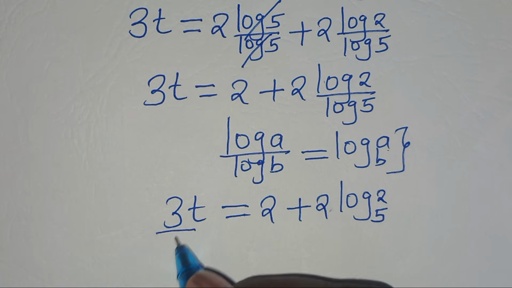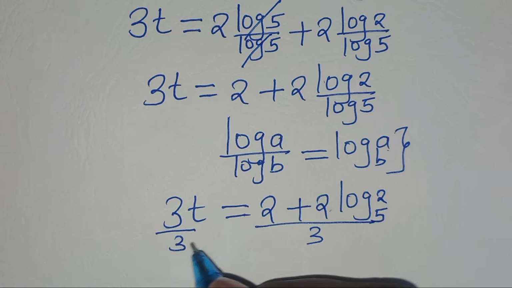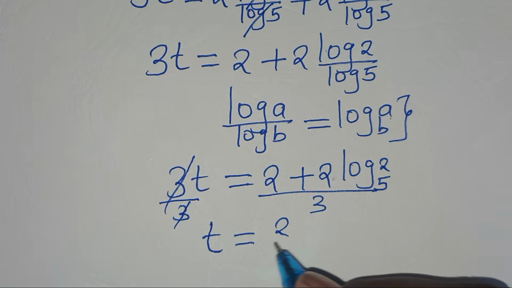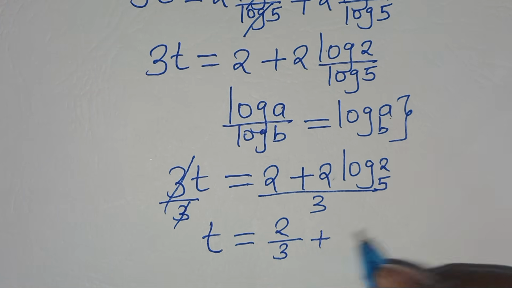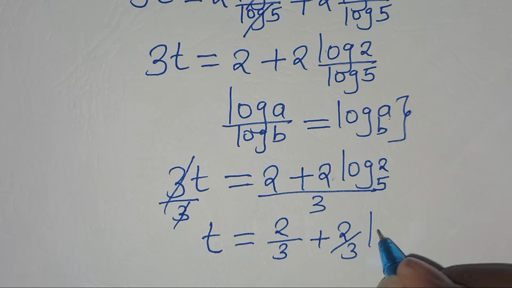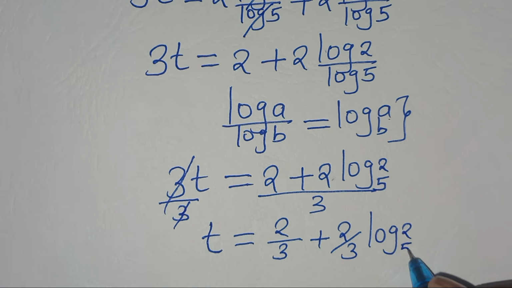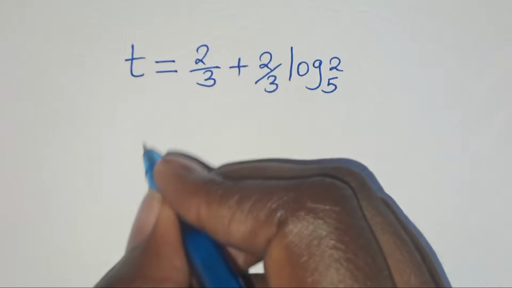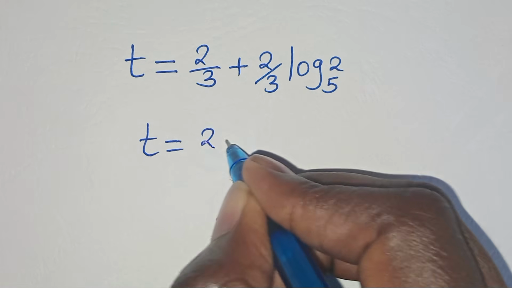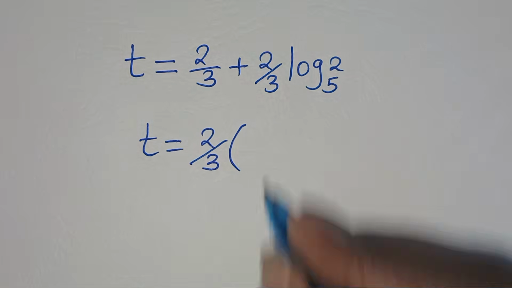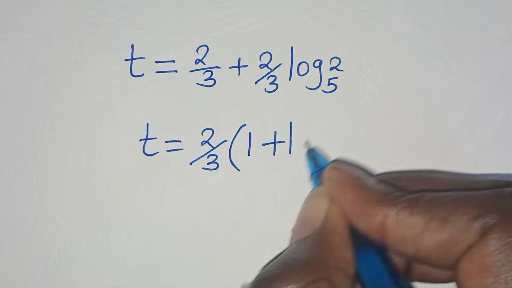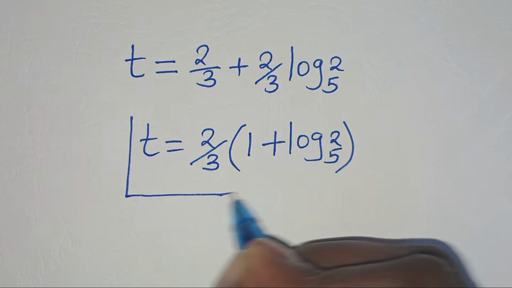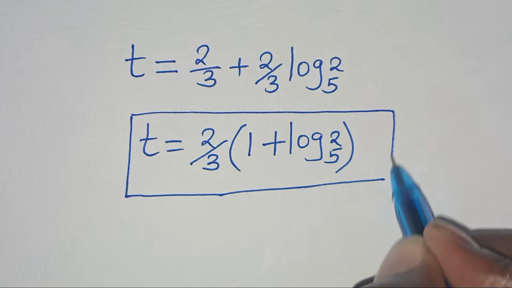Now let's divide on both sides by 3, so that we have t equal to 2 over 3 plus 2 over 3 times log 2 to base 5. Now since 2 over 3 is common here, we can factor out 2 over 3 into the parentheses. Here we have 1 plus log 2 to base 5. So this is the value of t.